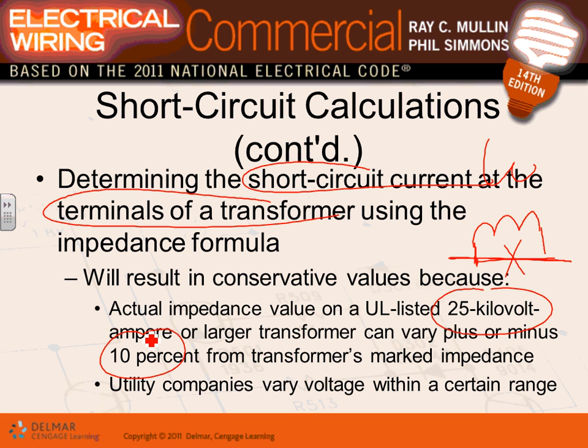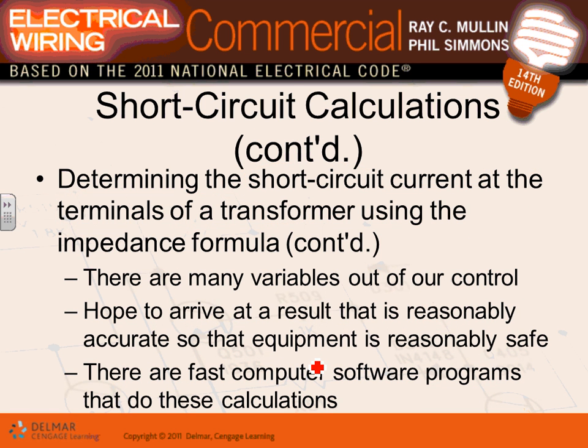Utility companies vary voltage within a certain range. Also, another factor, guys, is the voltage. We assume that the voltage is nominal: if it's 480, it's 480. Otherwise, if the voltage is higher or lower, you will have different values of short circuit. The assumption is always that the voltage stays at 480.